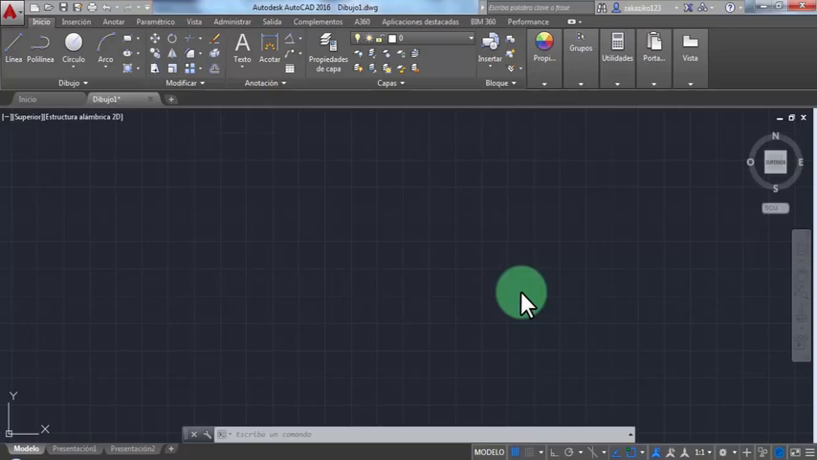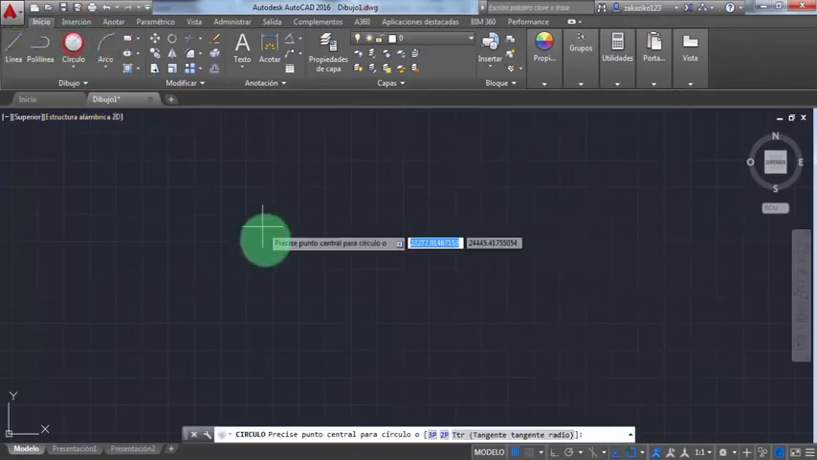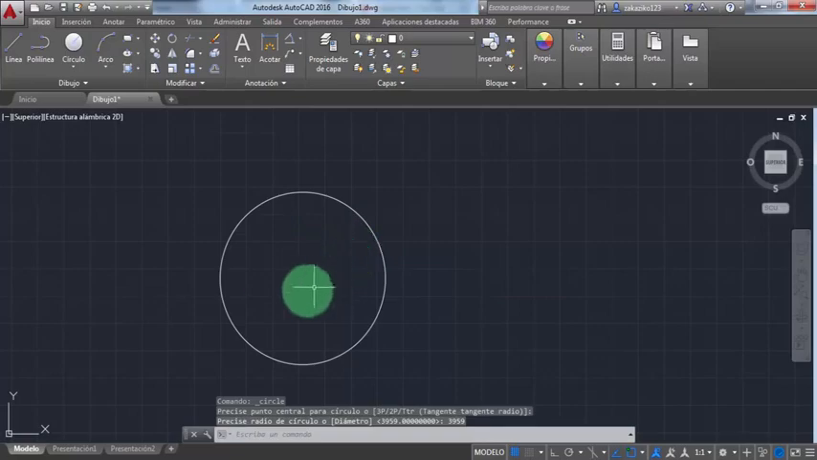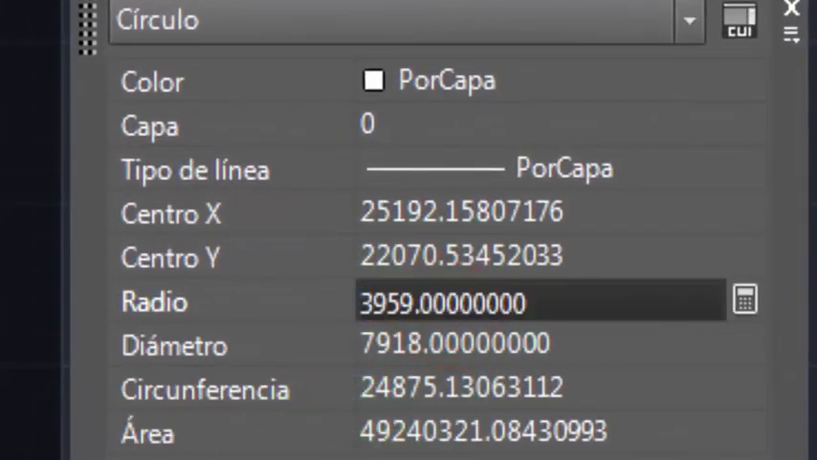So, in this video, I'm going to show you how to measure the distance to the Sun using Google Earth, the Time and Date website, and of course AutoCAD. Okay, now the first thing we are going to do is make sure that the radius of the Earth is 3,959 miles. Now we go back to AutoCAD, and with this command we draw a circle with the radius of 3,959 miles. Well, these are the dimensions of the circle that we are going to work with.